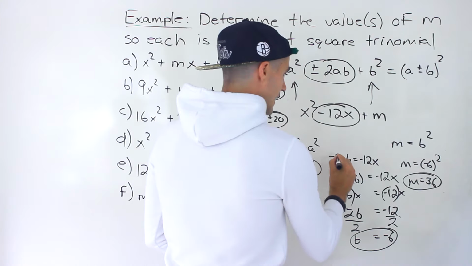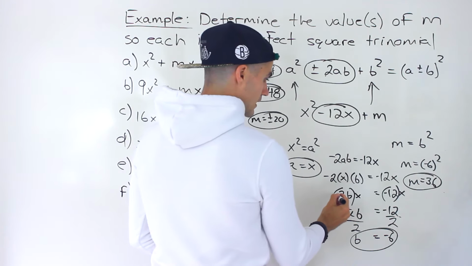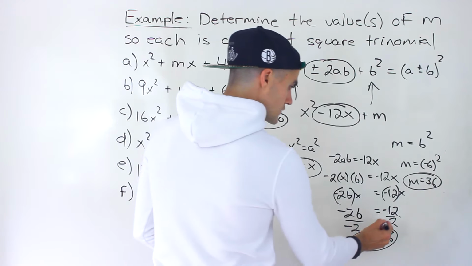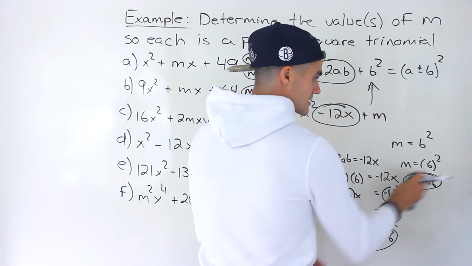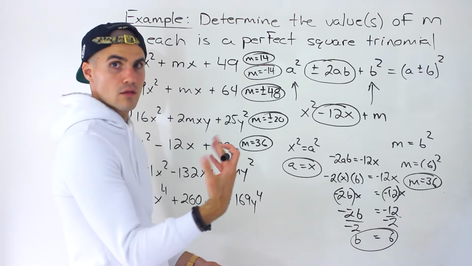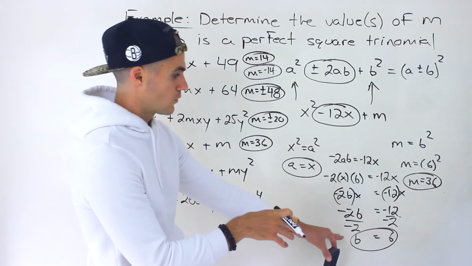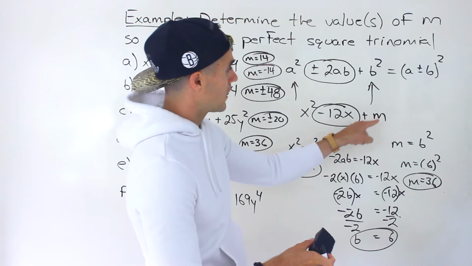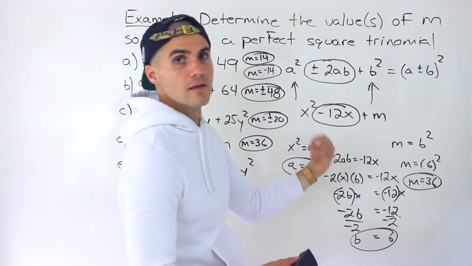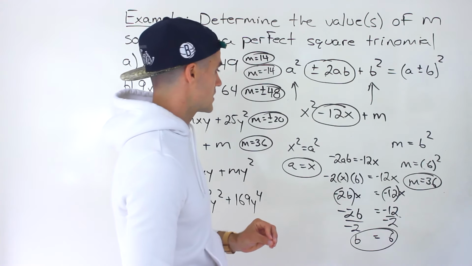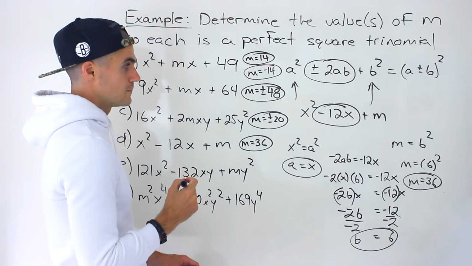Now, what if we used negative 2ab? The negative 2ab case over here. We'd have negative 2x times b equals negative 12x, and dividing by negative 2, we'd end up with a b value of positive 6, but then notice positive 6 squared would still give us that m value of 36. That's why I was saying it doesn't matter which one we use over here, whatever b value we get, because we're going to square it, right? This portion is b squared to get that m value. It's going to be positive 36 anyway. So for part D, there's only one solution.